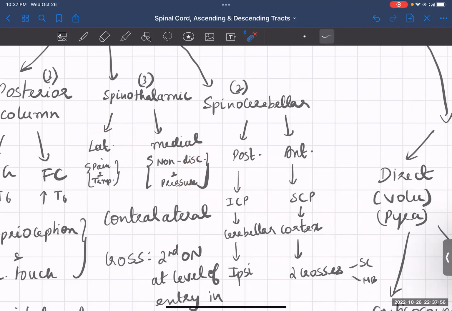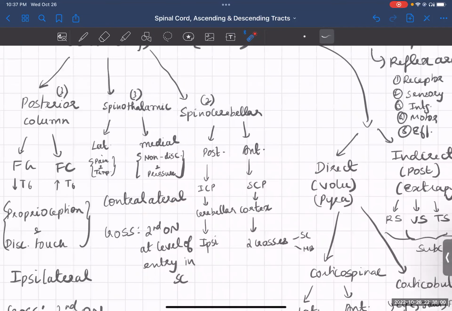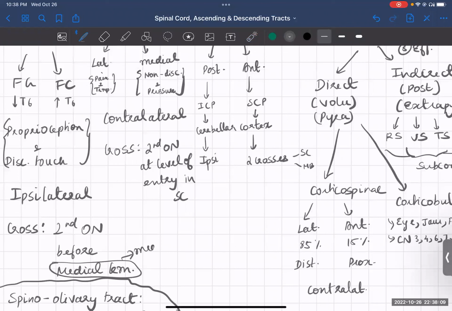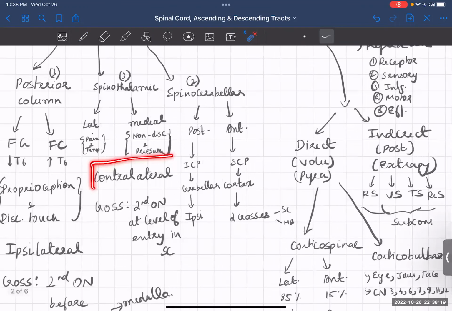How are they going to carry? In which direction? Contralateral. And when are they going to cross? They are going to cross as soon as they enter the spinal cord. Whereas here you saw they crossed in the medulla. So let me write medulla. But here they cross as soon as they enter the spinal cord at the level of the segment through which they are entering. So basically that is the reason why spinothalamic tract travels in contralateral direction.